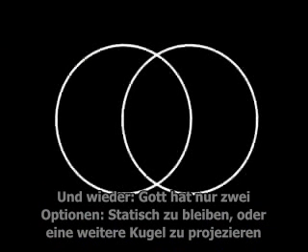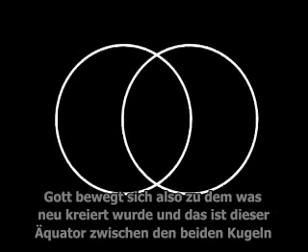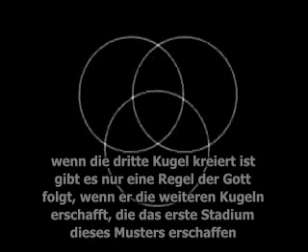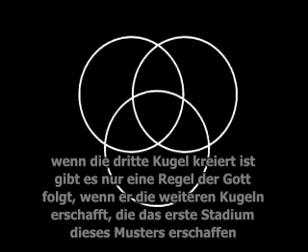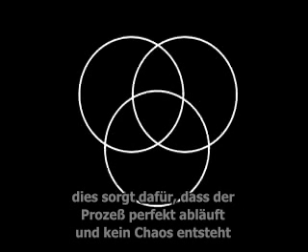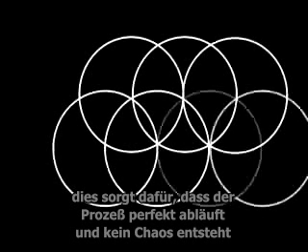Once again, God only has two options: remain static or project another sphere. To project the third sphere, God moves to what is newly created, which is this circle equator created by the two original intersecting spheres. Again, it does not matter where God chooses on this circle as the central point for the third sphere, as all points on this circle are identical. After the third sphere is created, there is only one more rule God follows when creating the rest of the spheres, which complete the first stage of this pattern. The rule is, always move to the innermost circle points before projecting another sphere. This results in the process being perfect and prevents a chaotic mess being created.